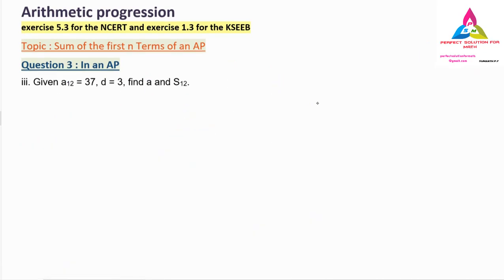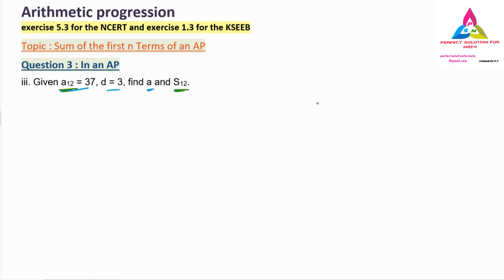Coming to the third question, that is A12 they have given and also they have given D value and they have told you to find the first term and the S12. Like this way problem, first we have to see that they have given the A12 and they have told you to find S12. Remember, this is most important. Sometimes you will not check this. The A12 they have given and they have told you to find S12. This is the first thing you have to do.